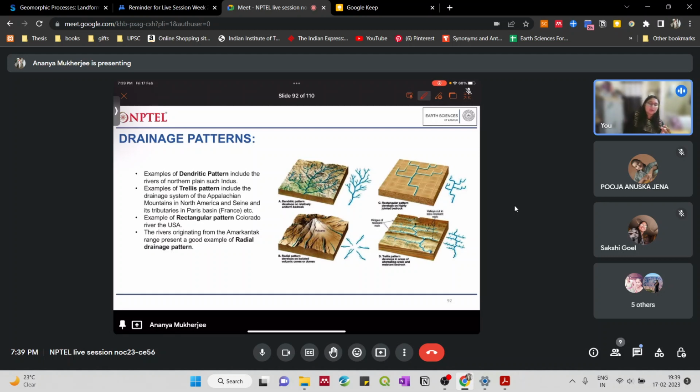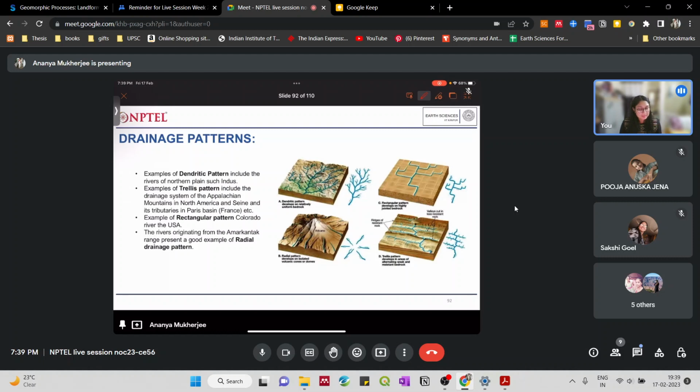You can see in the examples that the dendritic pattern is like a tree. Then you have the rectangular, where the bends that you see in the river or stream channels are at 90 degrees. Then you have the radial. Radial is like one central point, where either all the rivers are flowing towards the central point or away from it. So it can happen in a dome or in a basin.